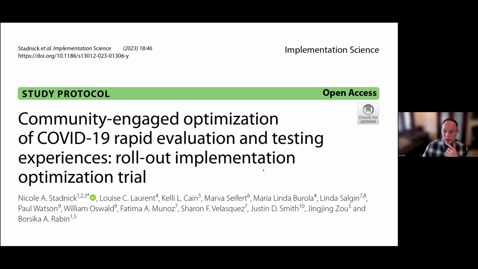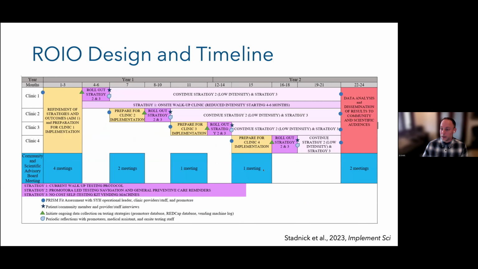I also want to draw some attention to a funded R01 on COVID-19 rapid evaluation and testing, where Nicole Stadnick, Borshika, and colleagues at UCSD applied a ROIO design, but with 4 clinics. So instead of clusters of clinics, which have been all the types of study designs that I've done, this particular study only had access to 4 clinics, and it's a slightly smaller R01. So they're trying to optimize clinic to clinic. But it's a similar strategy and similar design as the rest of them, maybe not quite as powerful given the number of sites, but still a reasonable design for this small N.